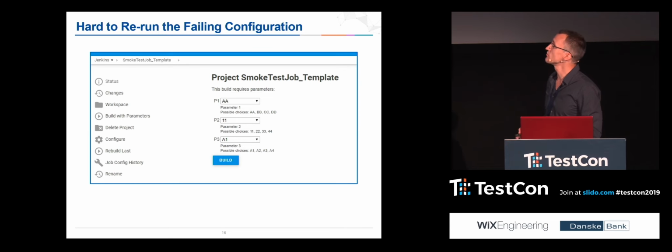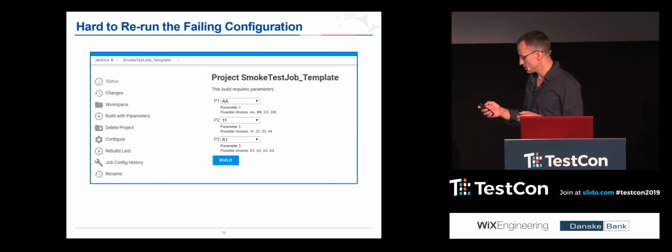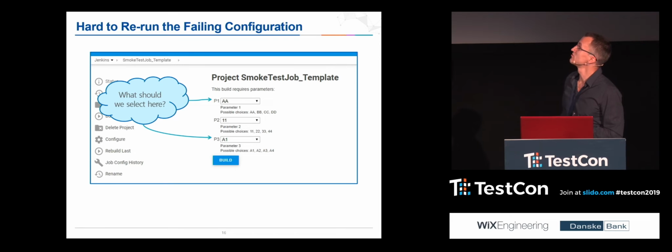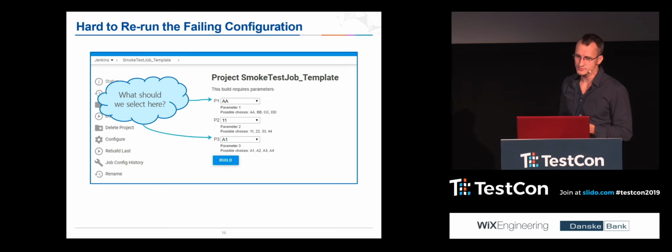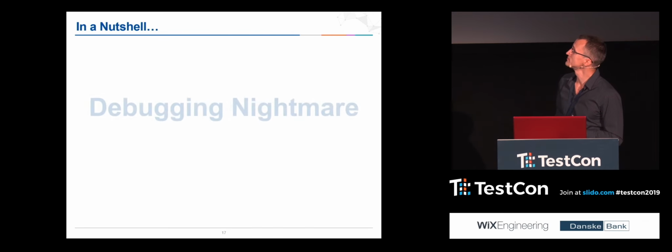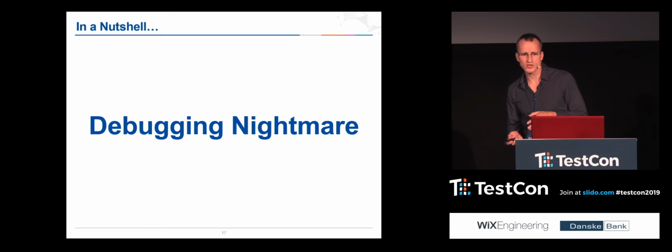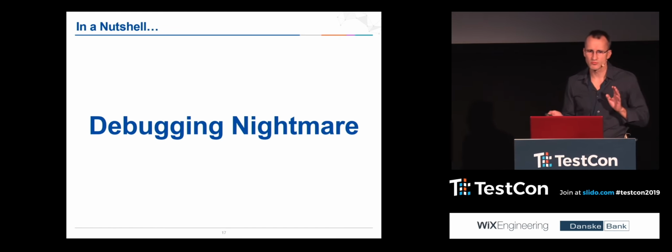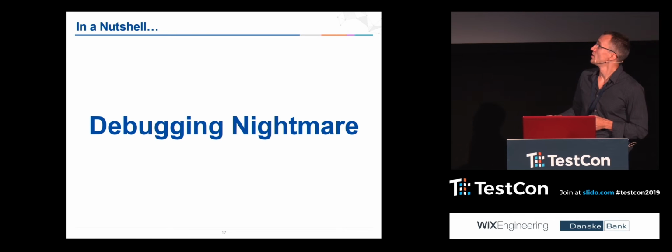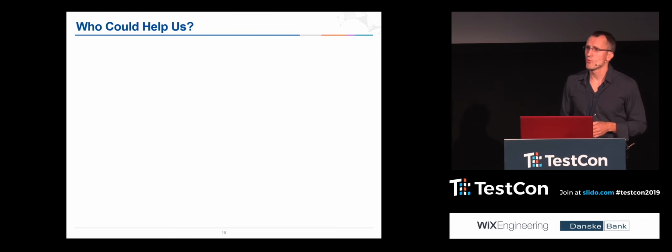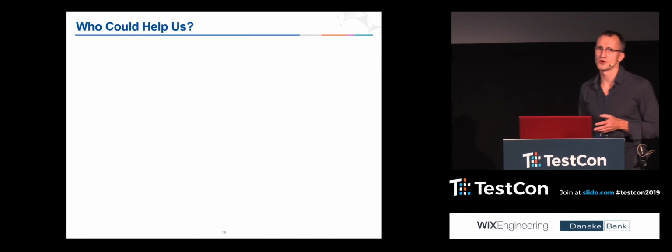So how to run the failing configuration is a really tough challenge, right? In a nutshell, it's a debugging nightmare. If you are not familiar with the structure, you cannot do it properly. So what could help us?